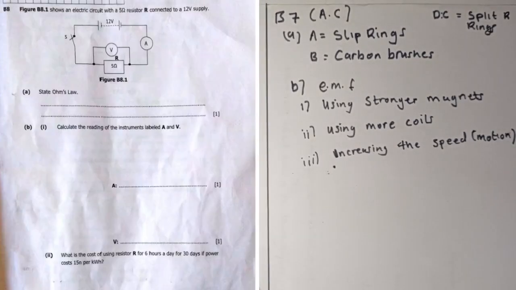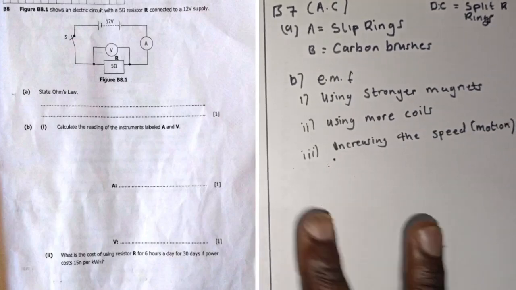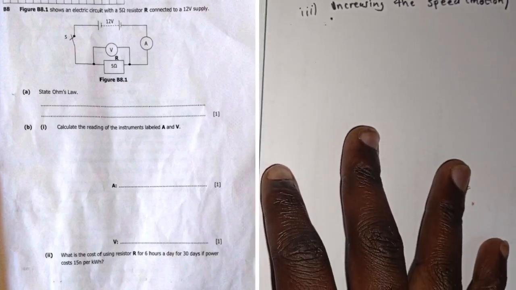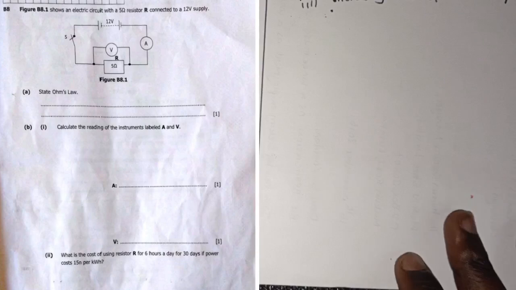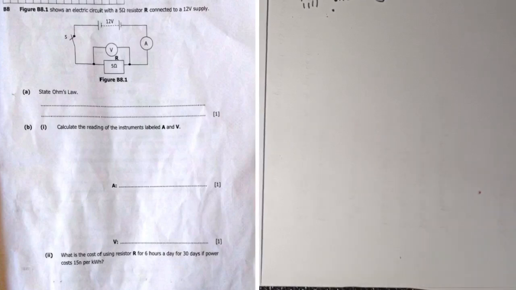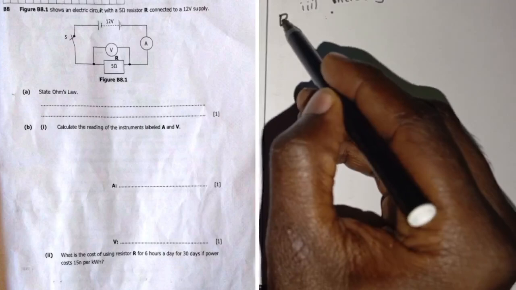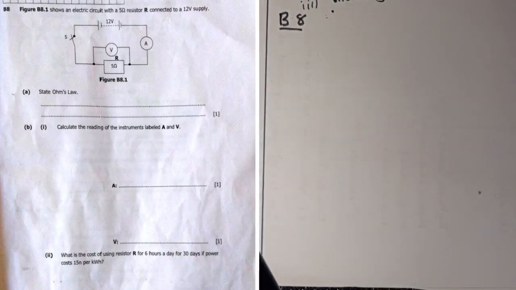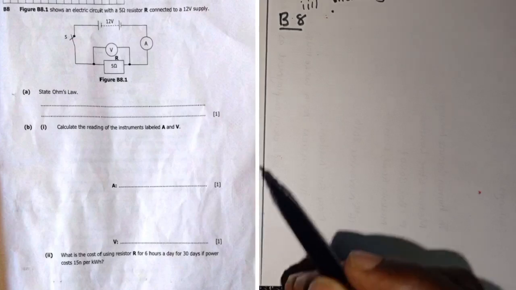You need to go to B8. B8 is a nice question. Let's do this. Okay, so we are now on question B8. The B8 figure shows an electric circuit with a 5 ohms resistor R connected to a 12 volt supply. State Ohm's law.